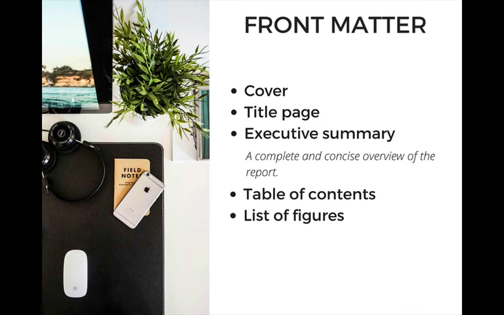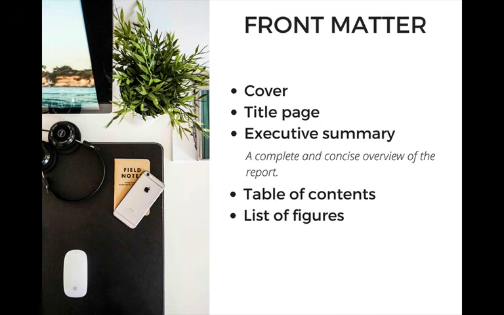Let's take a look at the general features of reports. We usually separate the content into three broad categories: front matter, body, and back matter. Front matter is anything that comes before the body of the report. This varies according to the context, but usually contains a cover, title page with a meaningful title, an executive summary, a table of contents, and if you've used a lot of graphics, sometimes a list of figures.